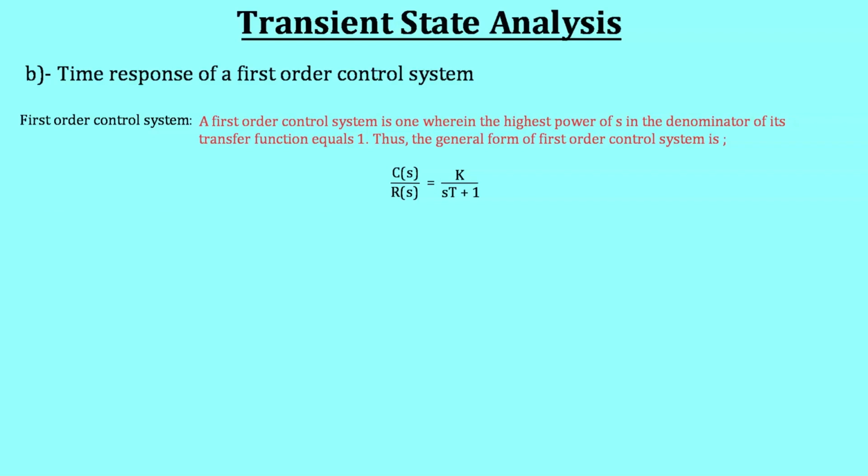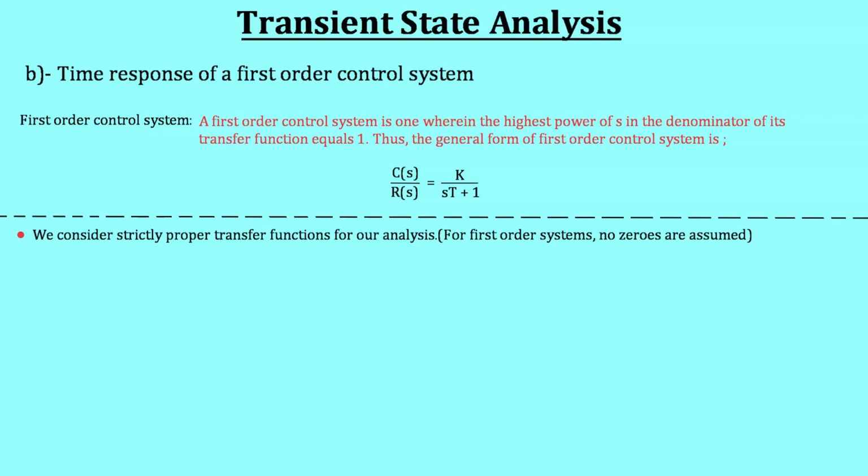The first point is, we consider strictly proper transfer functions. Few of you may think that the order of a transfer function is defined by the poles of the open loop transfer function, but there is no limitation on the number of zeros in this transfer function. Even though you are technically right, the analysis of improper functions is not present in undergraduate level studies.